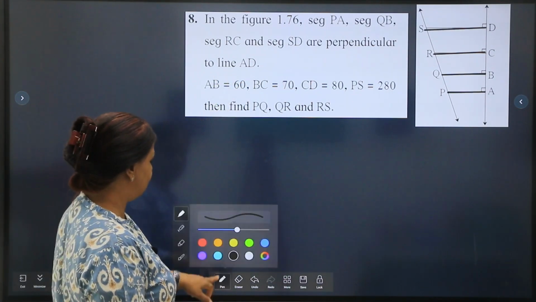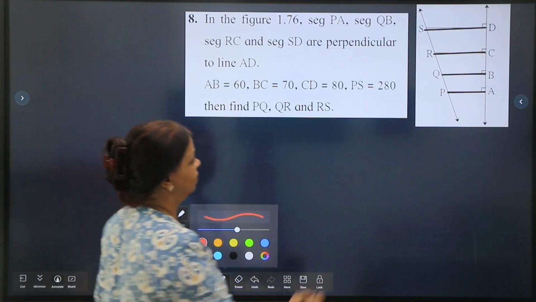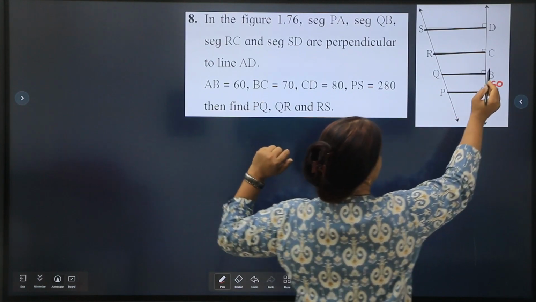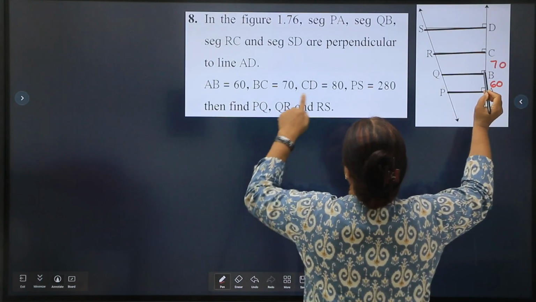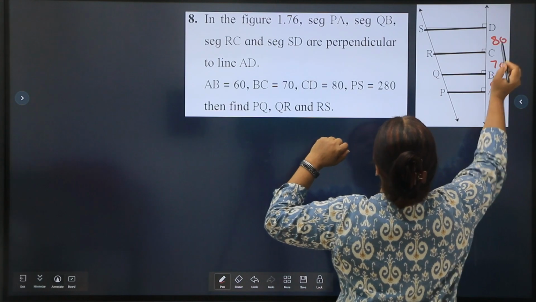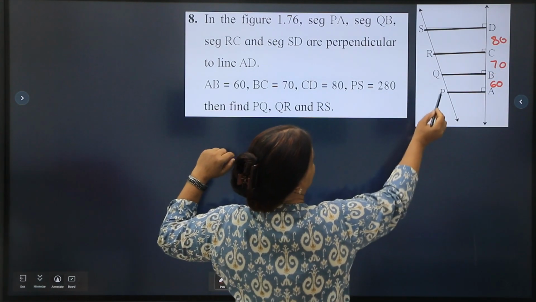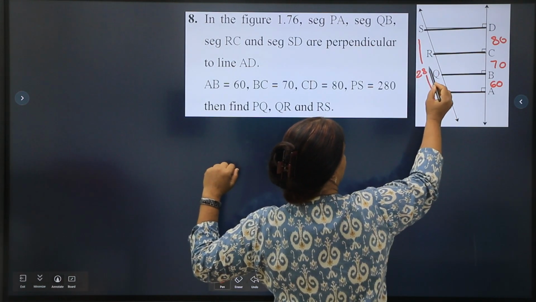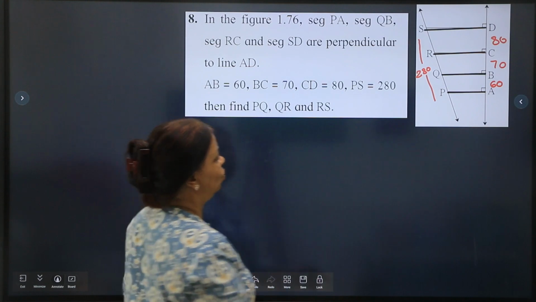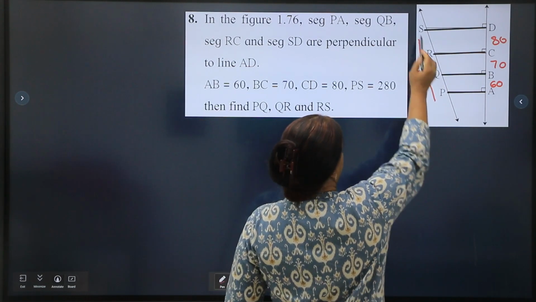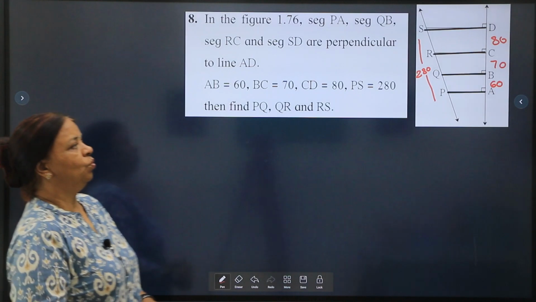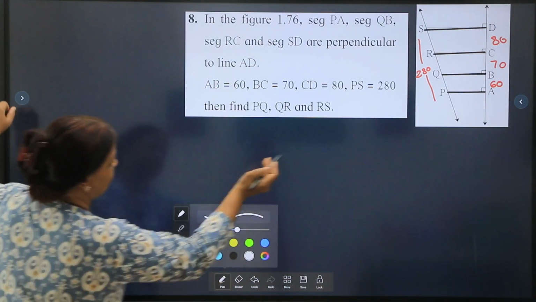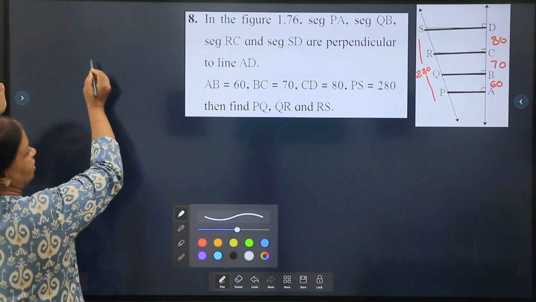AB is 60, BC is 70 and CD is 80, and PS is 280 in total. Then find PQ, QR and RS. So these are the things which are given. Let's begin children. Let us first write what is given.